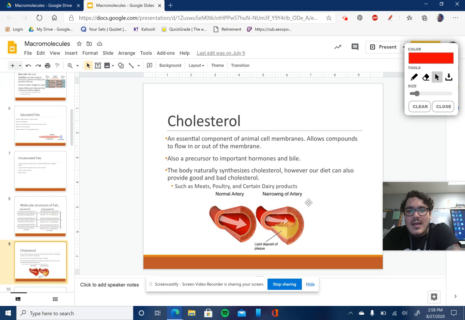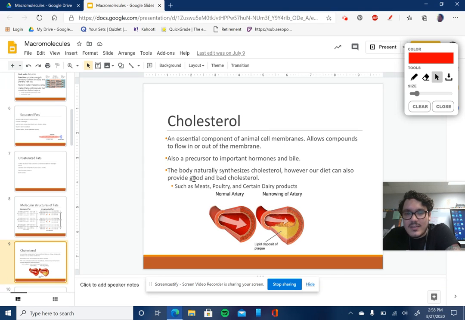The cholesterol acts like a precursor for hormones, so it helps hormones do their job. And allows us to make hormones. And cholesterol is also an essential component of bile. Bile is something that you may have experienced if you've ever vomited before. It does play an important role in digestion, which we're going to learn in the digestive system. But like I said, if you've ever vomited, sometimes it's not uncommon to vomit up a little bit of bile.